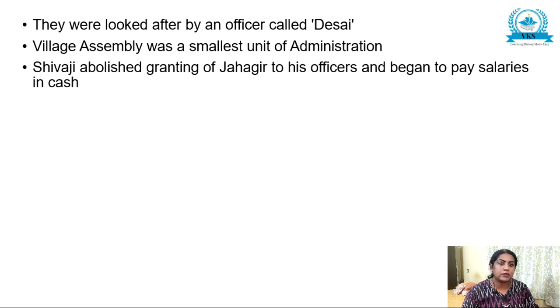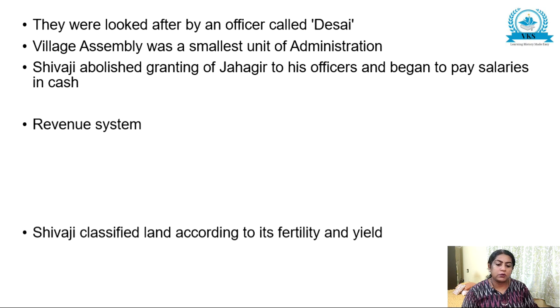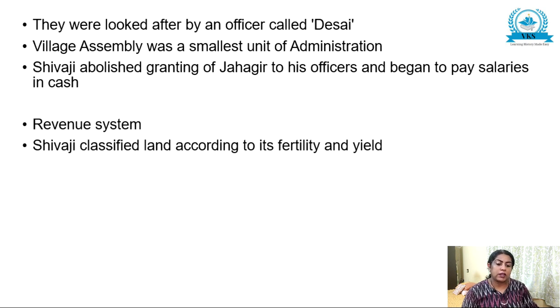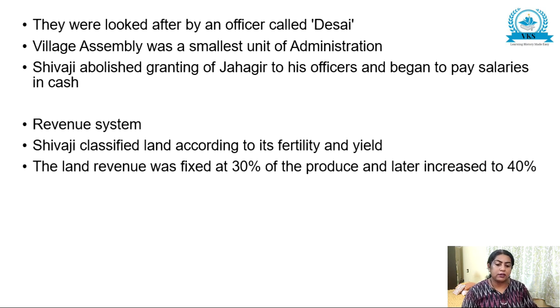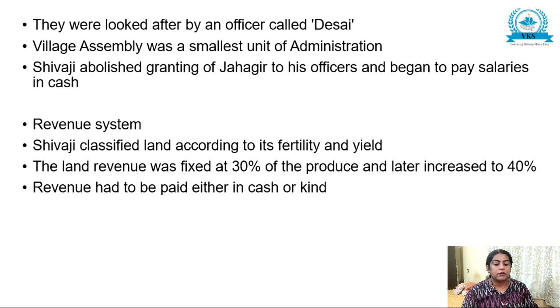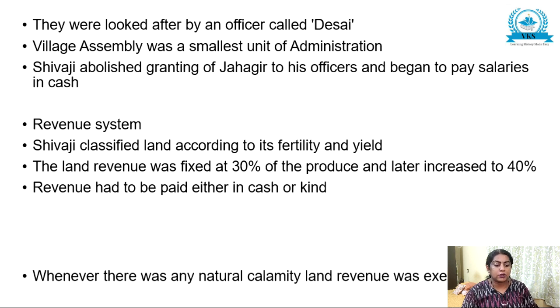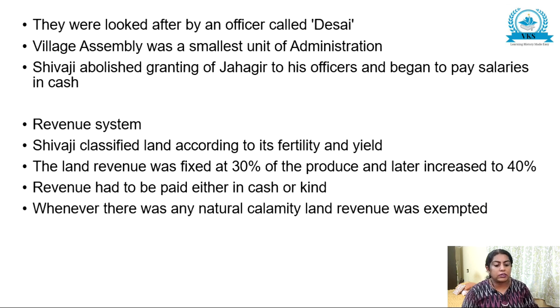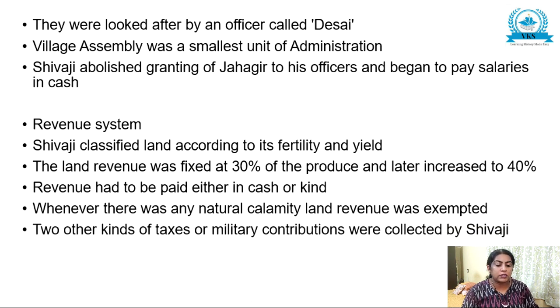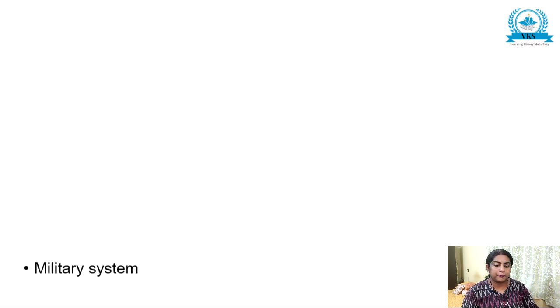Regarding revenue system, Shivaji classified land according to its fertility and yield. The land revenue was fixed at 30% of the produce and later increased to 40%. Revenue had to be paid either in cash or kind, and whenever there was any natural calamity, land revenue was exempted. 2 other kinds of taxes or military contributions were collected by Shivaji. They were Chaut and Sardeshmukhi.